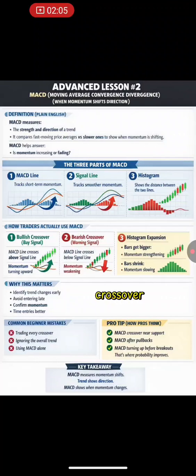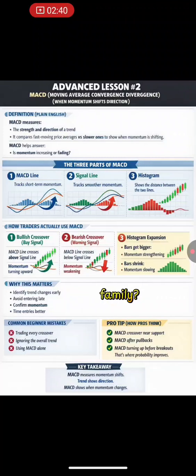The bearish crossover. When MACD crosses below the signal line, momentum may be weakening, possible pullback or reversal, right? So histogram expansion: when bars get bigger, momentum is strengthening. The trend may continue. When bars shrink, momentum is slowing. Moves may stall. So understand that, family. As the bars get bigger and smaller, there's less momentum and more momentum, right?